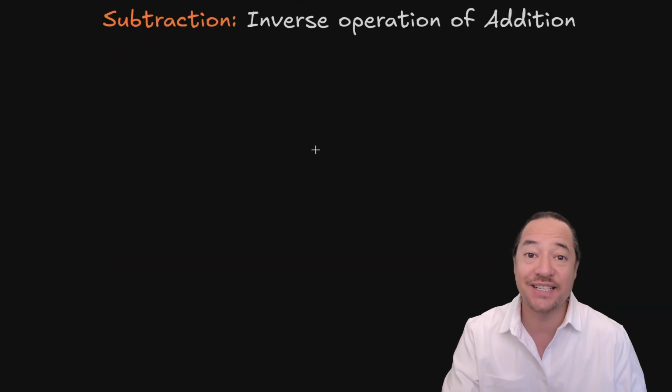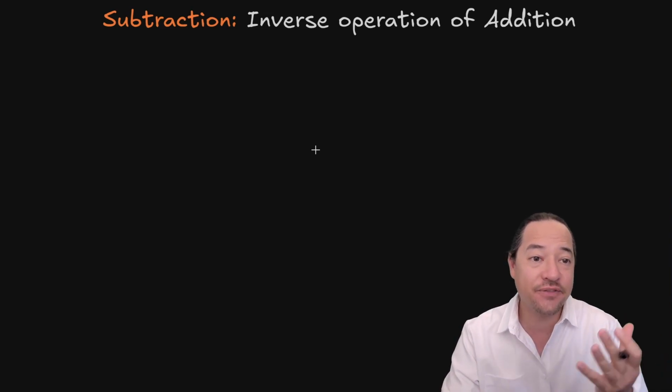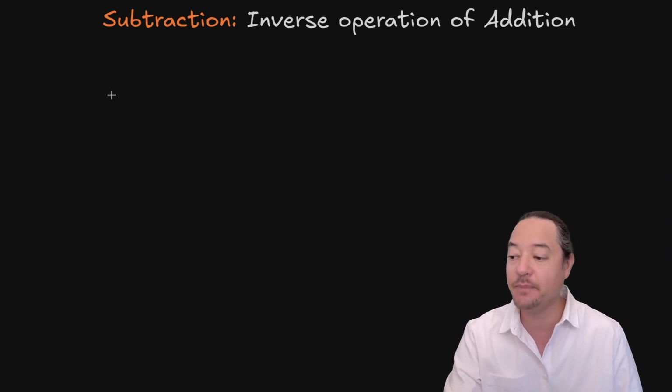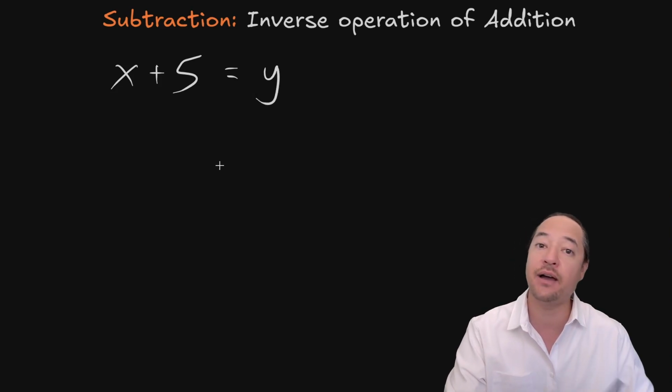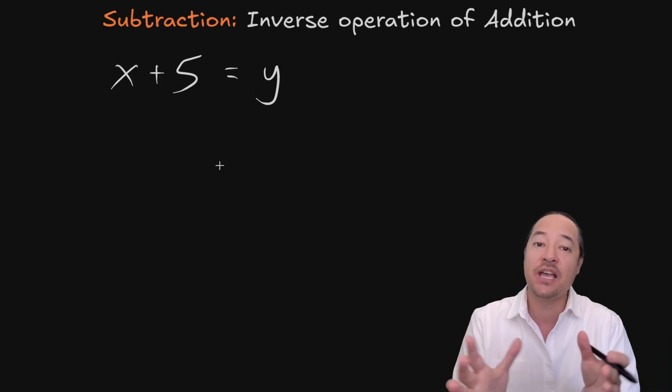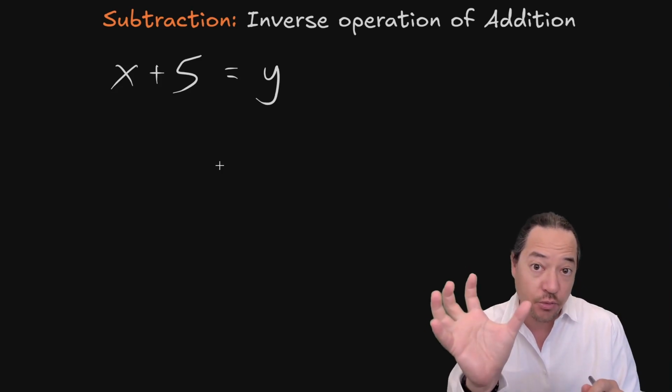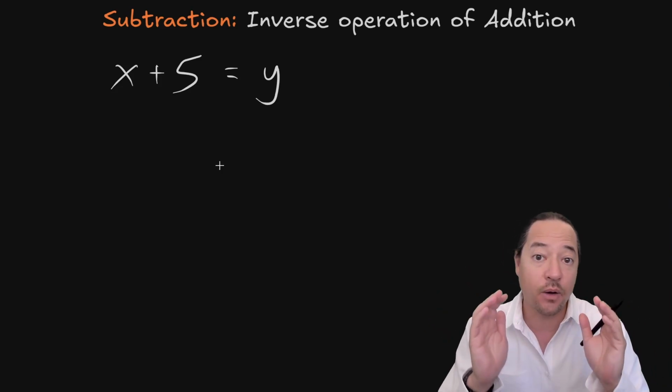Well, subtraction does, right? Subtraction is the inverse operation of addition. Let me give you an example. Let's say we start out with some number x and we add, whatever we want, 5 to it. And after that, we're going to get a result. We'll call that y. Okay, so this is the first operation. We start with x, we add 5 to it, we get y.